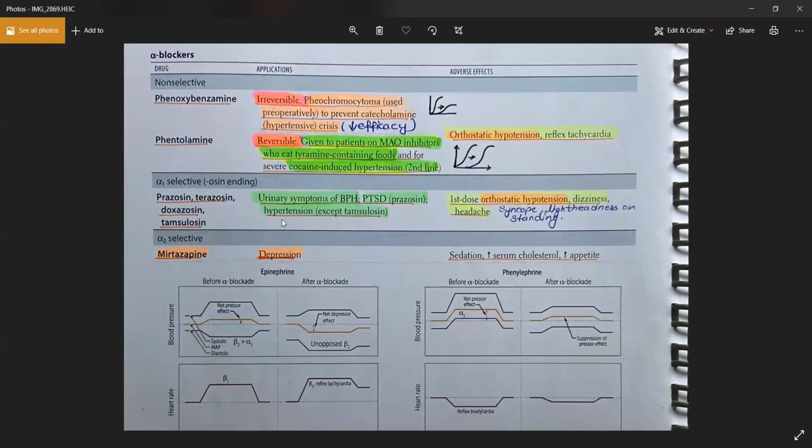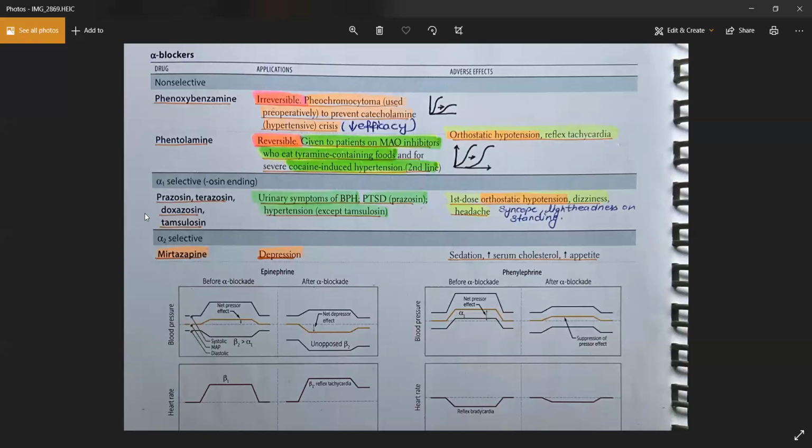Then comes the alpha selective blockers. These are prazosin, terazosin, tamsulosin, alfuzosin, doxazosin. All of them have this "osin" ending. Tamsulosin is very specific for BPH use only, while the other agents could be used for BPH along with the treatment of hypertension.